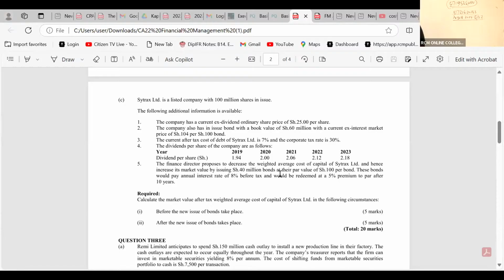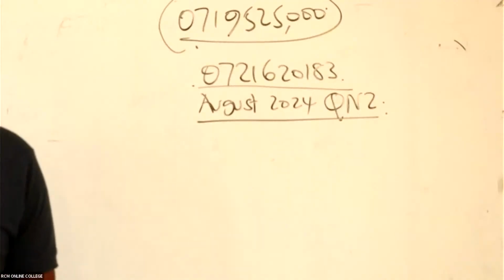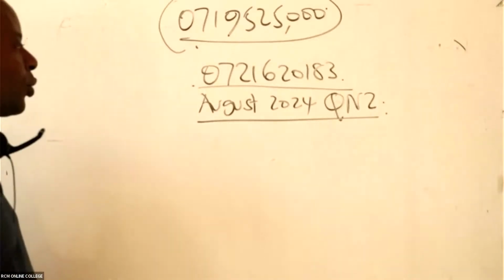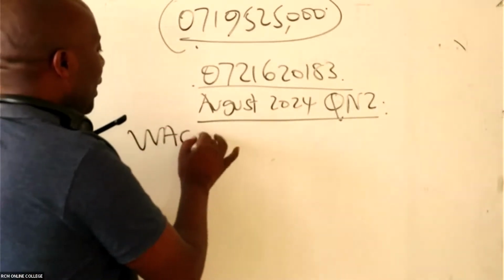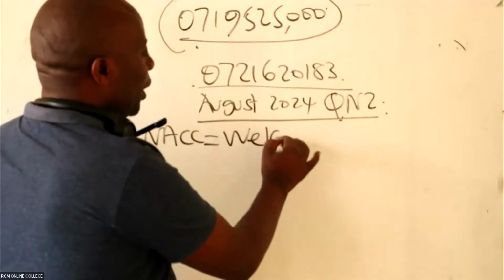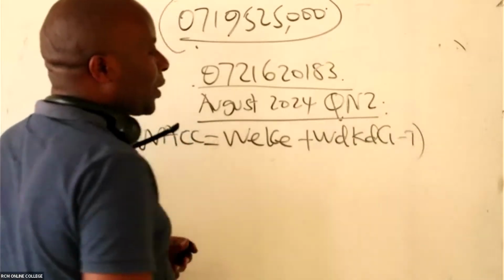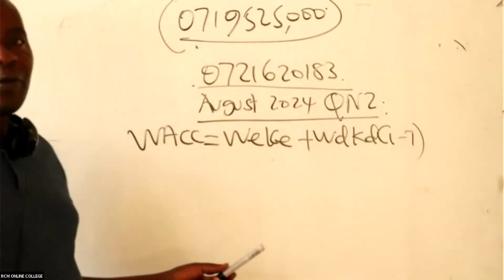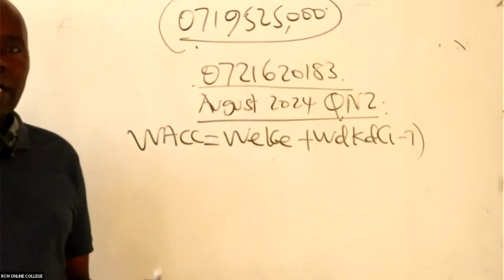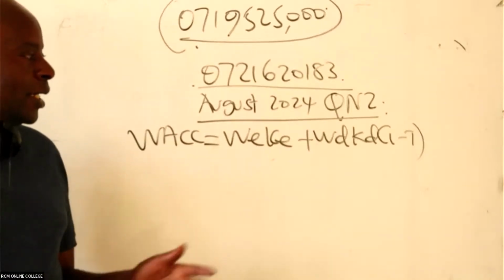So they want us to calculate the after-tax market value WACC in the following circumstances, before the new issue of the bonds takes place. This is a straightforward, very easy question, because they simply wanted us to give them WACC. To get WACC, we take the weight of equity, cost of equity, weight of debt, and cost of debt. Cost of debt will be tax adjusted. In this question, we don't have preference shares. We only have equity and cost of debt.